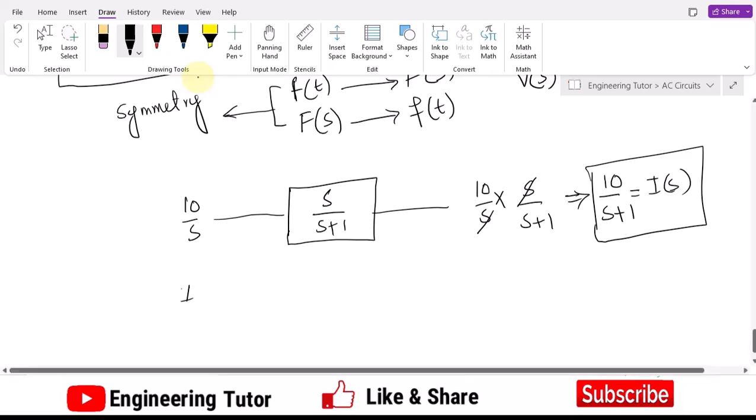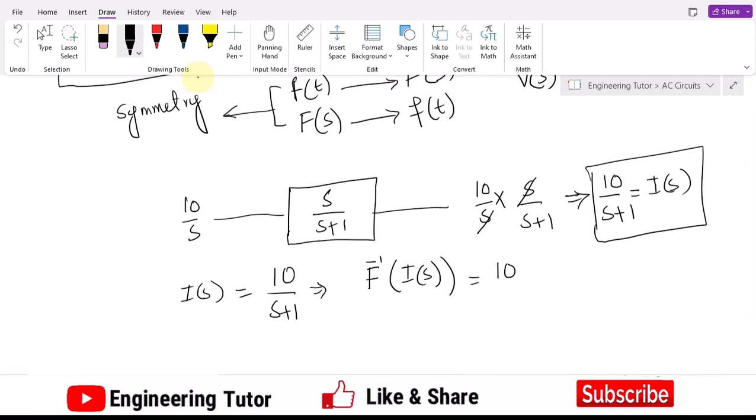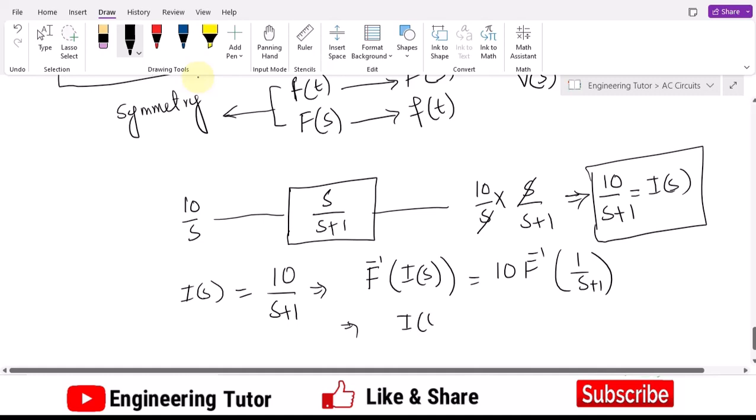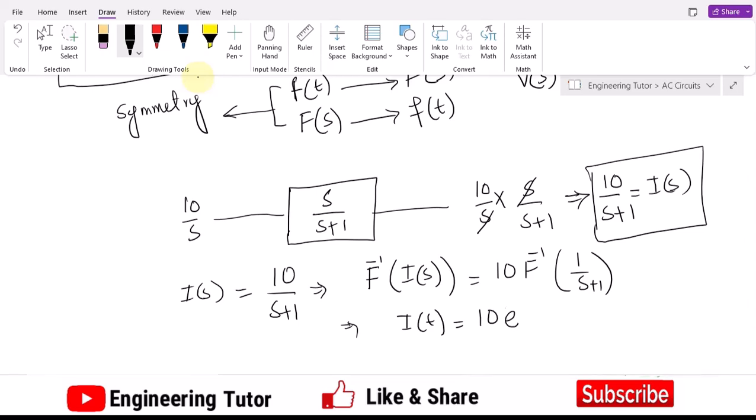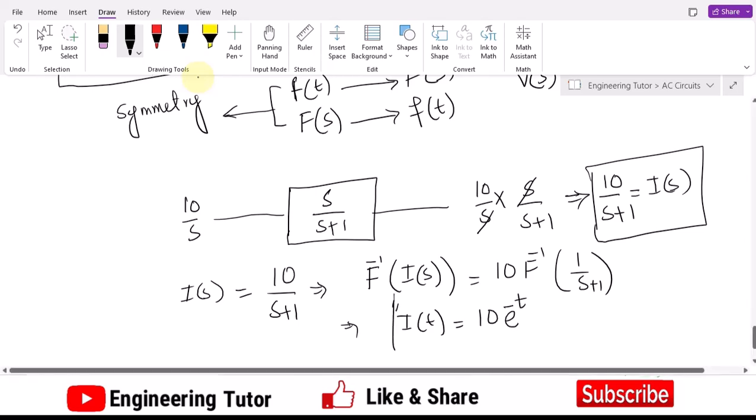Okay. So, that is I of s, the current which we have to find out. The value of I of s is 10 divided by s plus 1. Now, in order to convert it back to the time domain, we have to take the inverse Laplace transform. Due to the linear property of the Laplace transform, that would be 10 times 1 over s plus 1. Converting it, I will get I of t equal to 10 times exponential of minus t amperes, for t greater than or equal to 0.